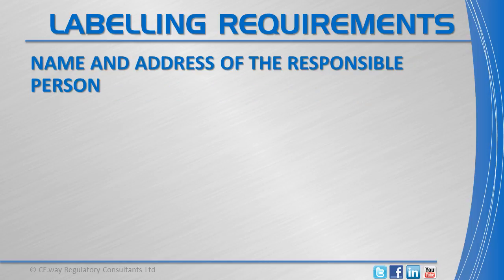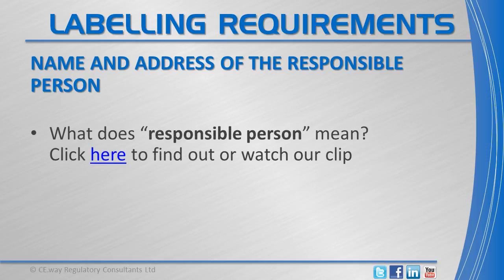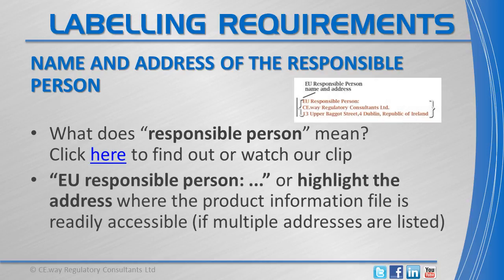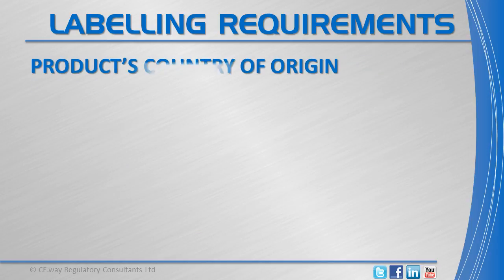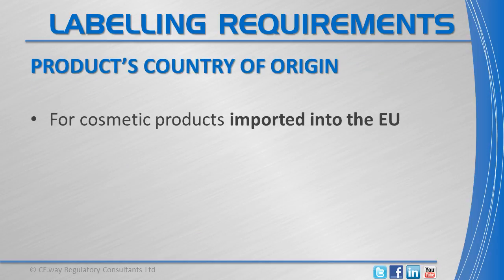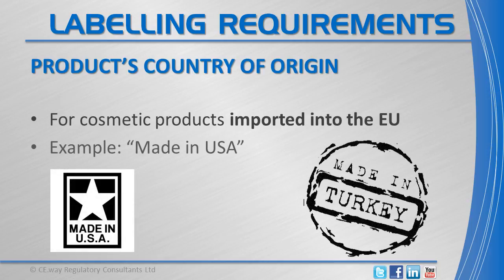The first of the labelling requirements is the mention of the name and address of the responsible person. If you are unsure about what the responsible person means, please click here to find out more or watch our clip about the responsible person. If several addresses are indicated on the label, the address where the responsible person makes the product information file readily accessible has to be highlighted or preceded by the words EU responsible person. If the products are imported into the EU, the country of origin has to be specified. This can be done by writing Made in followed by the name of the country.